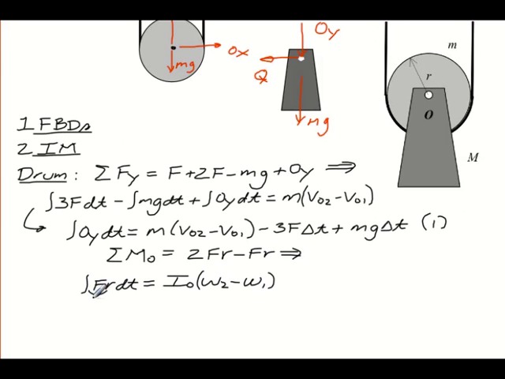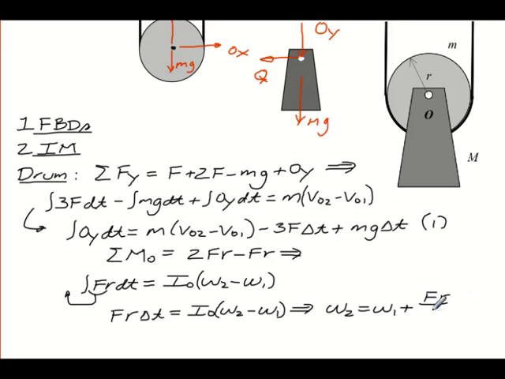So since F is a constant, I've got F R delta t is equal to IO times (omega 2 minus omega 1). So straight away from this equation, we see that the angular speed at time 2 is equal to the initial speed of omega 1 plus F R over IO times delta t. So that gives us one of the two things that we're asked to find.